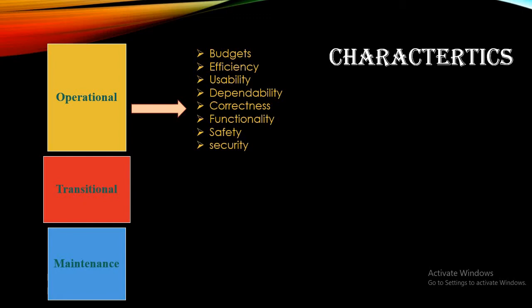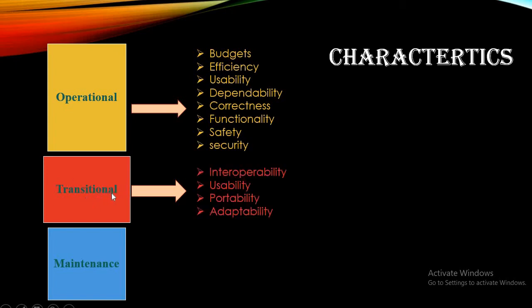And coming to the next one, the transitional attribute, this part will be an essential aspect when a software is moved from one platform to another. This can be judged as how interoperability works, how usable a software is, how portable a software is, and how it is adapted in the environment.